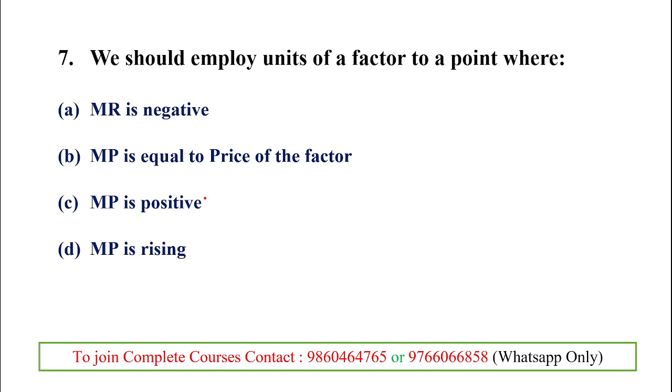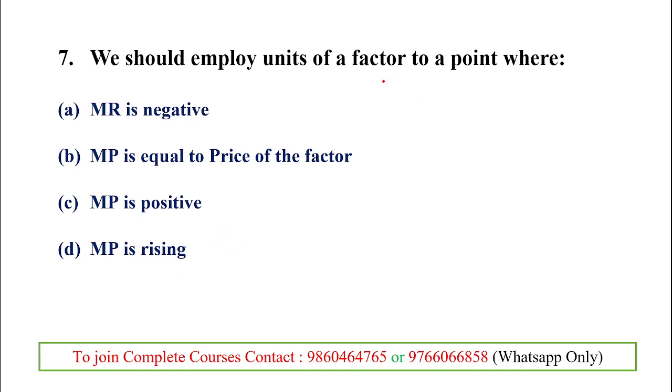And the next question is related to this: we should employ units of a factor up to which point, or when do we stop the employment of units in the production of a particular product? Here the options are: MR is negative, or MP is equal to the price of the factor, or MP is positive, or MP is rising.